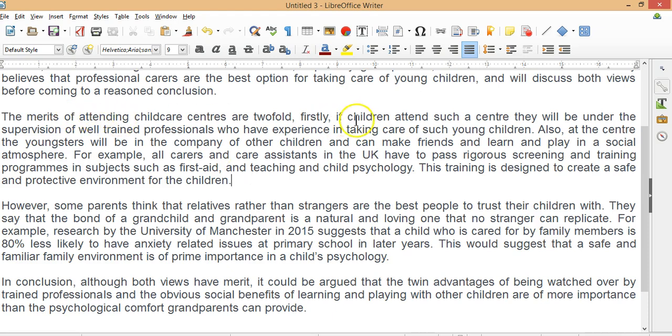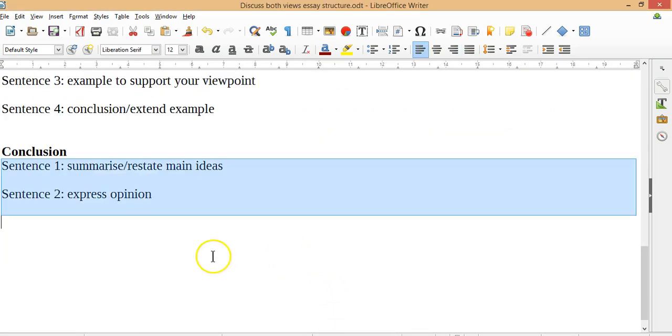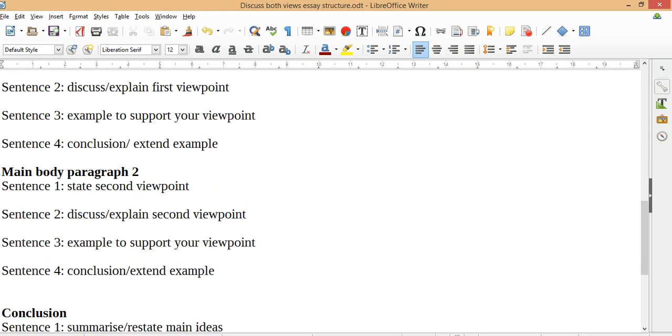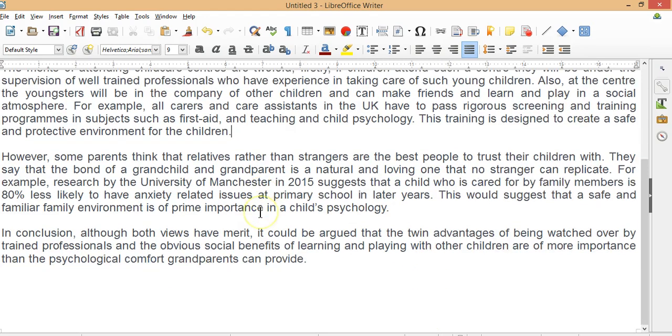So, if they attend a centre under the supervision of well-trained people, they've got some friends too they can play with. All carers have to pass rigorous training in subjects such as first aid. It's designed to create a safe and protective environment. So, that's the structure. What's your viewpoint? Explain it. Example. A conclusion. So for the next paragraph, it's basically the same.